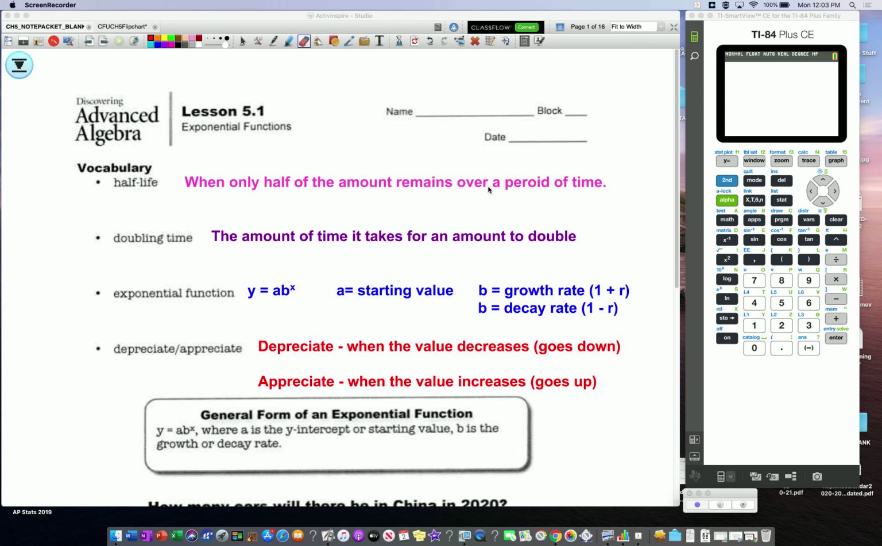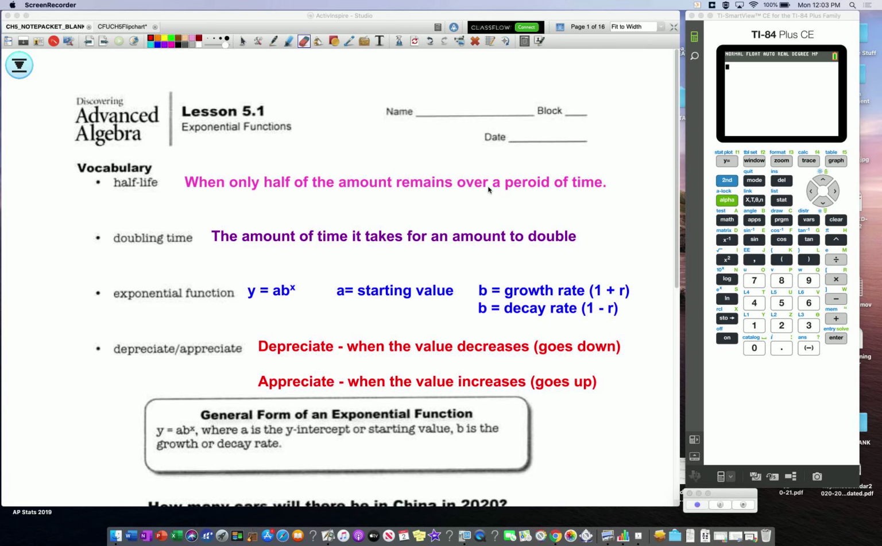Everybody, and welcome to lesson 5.1, where we're going to look at exponential functions here today. So back in chapter 3, we were talking about linear models, where we'd have a slope and a y-intercept. In this lesson, we are going to talk about exponential models, how things grow by a percentage instead of a constant rate.